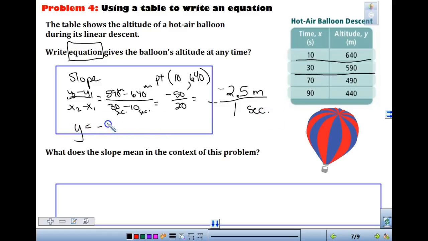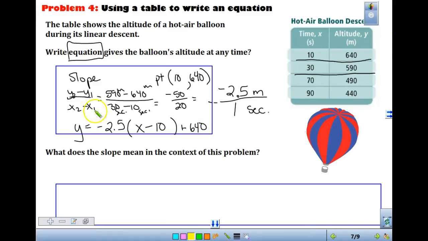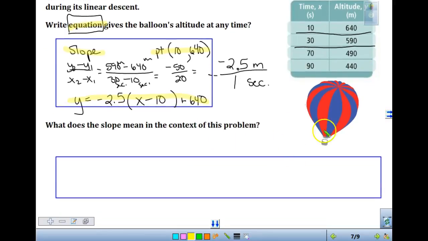I'm looking for the slope, negative 2.5, times x minus, if we use this point, x minus 10, plus 640, right? So anytime it asks you to write an equation, I have to have a y equals. I'm looking for in that equation a slope and a point, okay? It says, well, what does the slope mean in the context of our problem as we were looking at this?